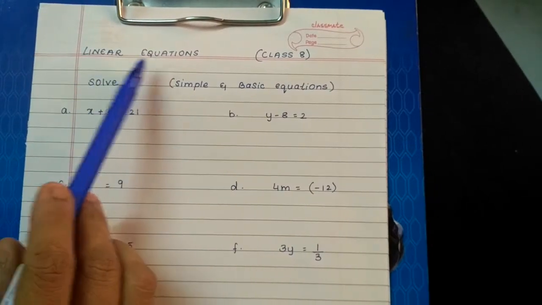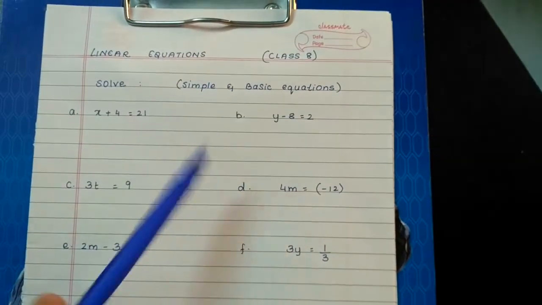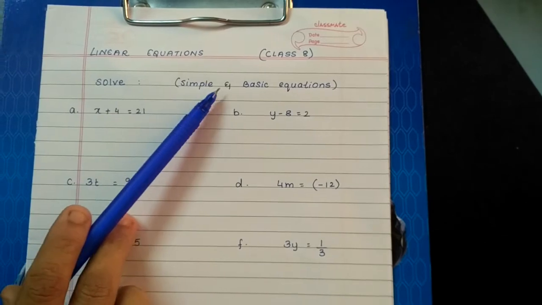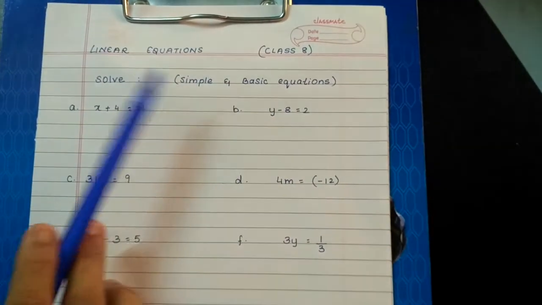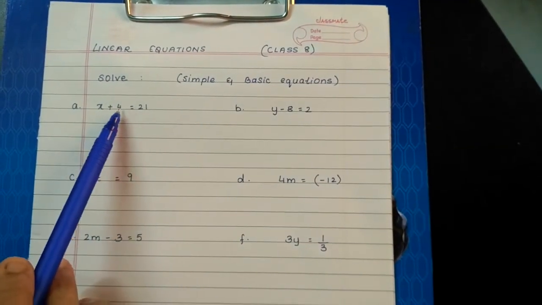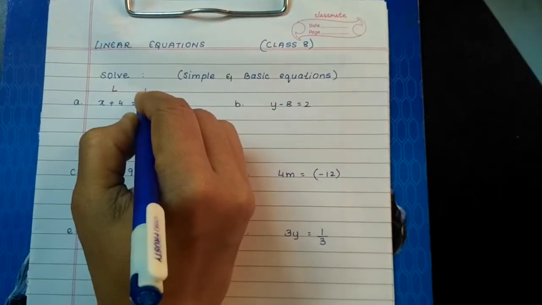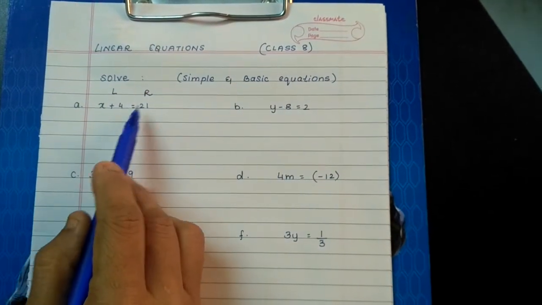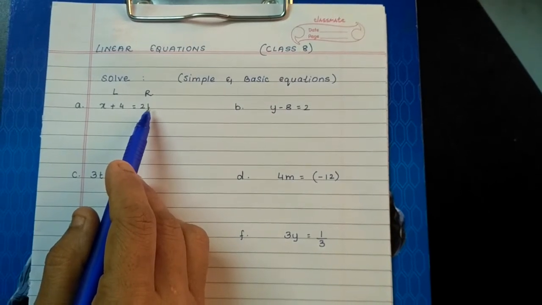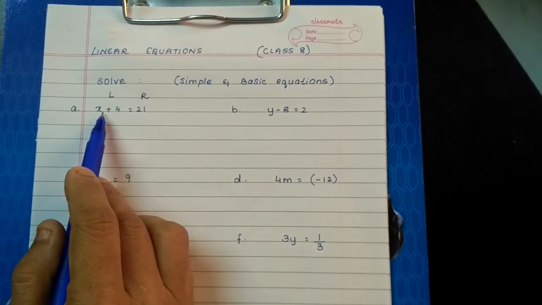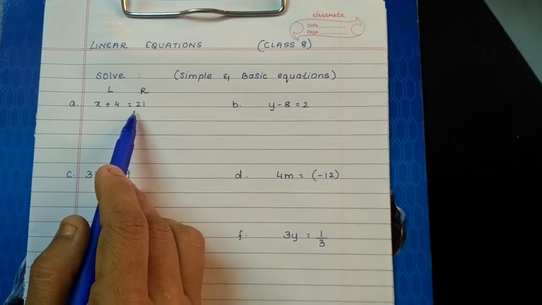We are going to start with linear equations for class 8. We will start with simple and basic equations. So a linear equation will have two sides. The one before the equal sign is called the left hand side and the one after the equal sign is called the right hand side. So in this equation, x plus 4 is equal to 21.